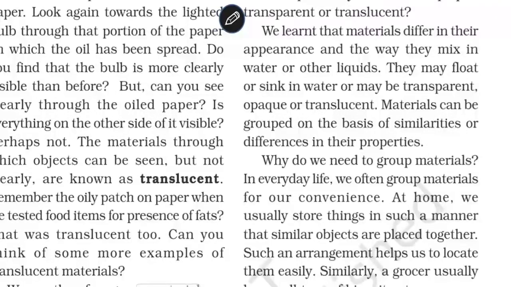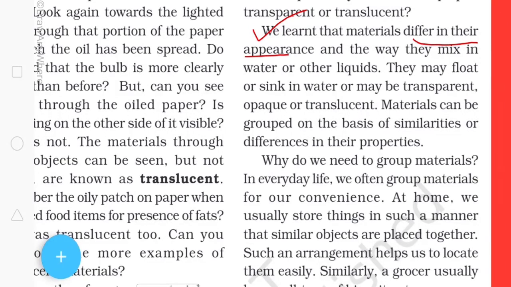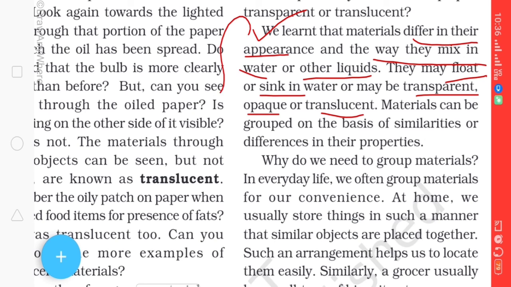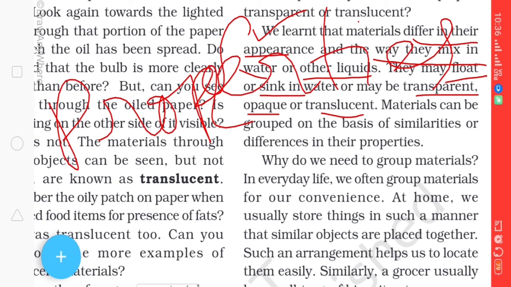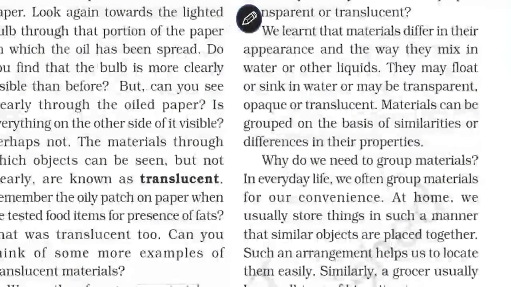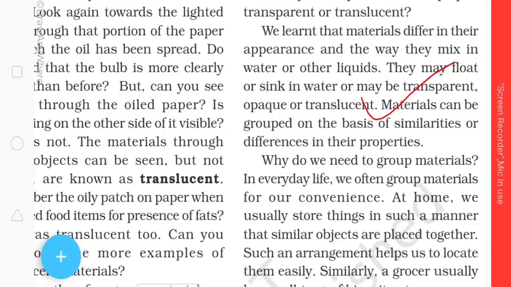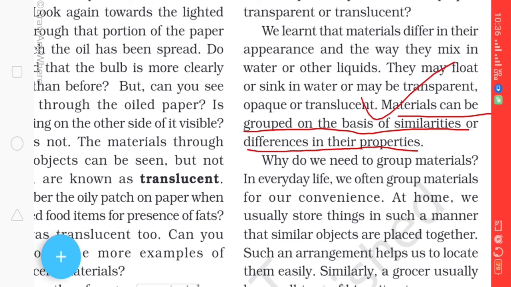So overall, what have we learned in this lesson? We learned that materials differ in appearance, in the way they mix in water or other liquids, they may float or sink, and they may be transparent, opaque or translucent. These are the properties which we have discussed. Why do we need to know about the properties of materials? So that materials can be grouped on the basis of similarities or differences in their properties, so that it becomes easy to separate things.